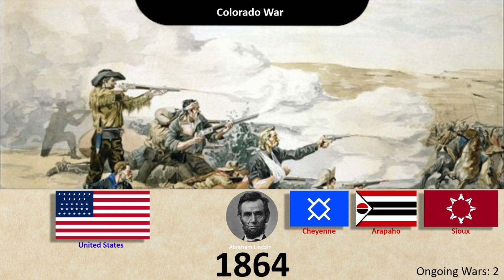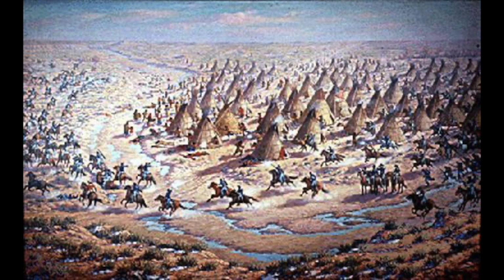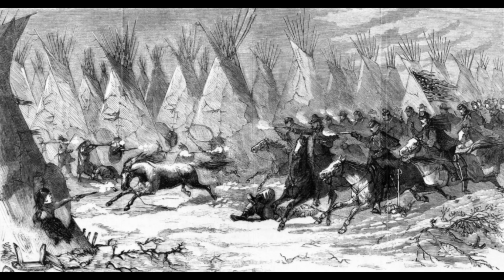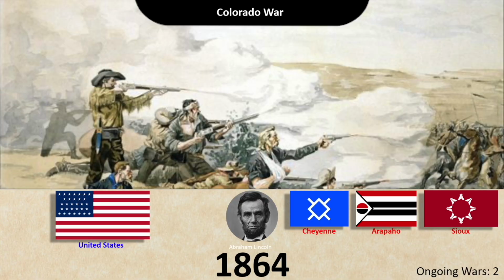belonging to the Colorado Volunteers, led by Colonel Chivington, would cross into Cheyenne and Arapaho territory and attack the village of Black Kettle, which flew both an American flag and a white flag of truce, and killed about 150 Native Americans, mostly unarmed women and children and elderly, because there were no warriors at the village during the attack.